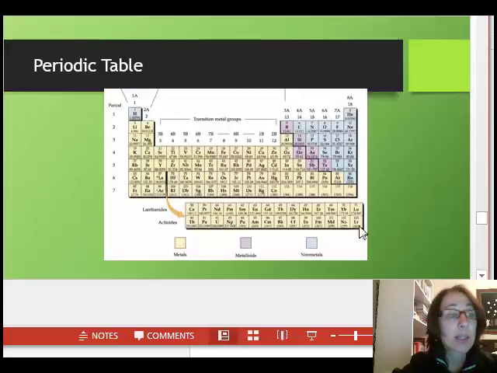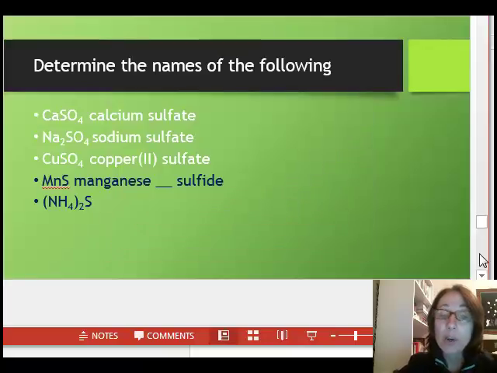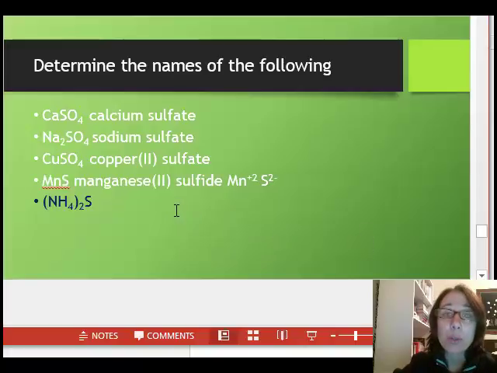Our next example is the symbol of manganese followed by the symbol of sulfur. Since manganese is a transition metal, it has a variable charge. I know for sure the name will have manganese and sulfide. I just need to determine the charge of the manganese cation to name the cation. Since sulfide has a charge of -2, the manganese cation must have a charge of +2. Thus, the name of the manganese cation is manganese(II), and the name of the compound is manganese(II) sulfide, where the 2 is expressed as a Roman numeral in parentheses.